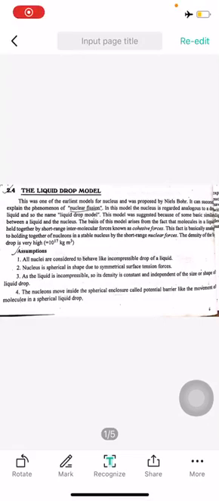I'm going to discuss the topic the liquid drop model. So basically, the liquid drop model was proposed by Niels Bohr, and it can successfully explain the phenomenon of nuclear fission. Basically, the liquid drop model explains the structure of the nucleus. So, what are the assumptions of the liquid drop model?